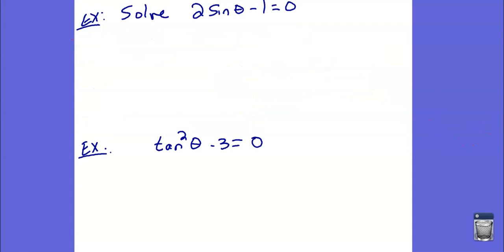So let's look at 2 more examples here, solving equations. All right, so notice, just solve it like a normal equation. So you're going to add 1 to both sides, divide by 2. And again, we've already done this. So where is theta 1/2? We already know this is pi over 6, and we know it's 5 pi over 6.